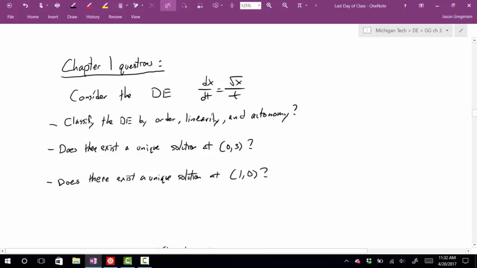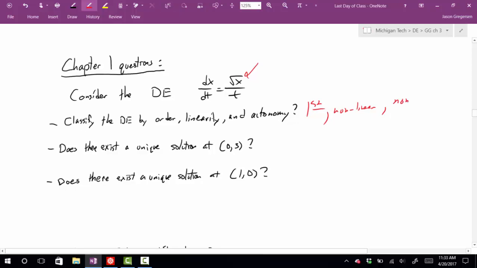All right, what's the order? First order. Linear or nonlinear? Nonlinear. Which variable are you checking for that? x, right? That's the guy you're looking at here. What about autonomous or non-autonomous? Non-autonomous. Why? Looking for that t, right? There is an independent variable on the right-hand side. Awesome. Does there exist a solution at (0, 3)?